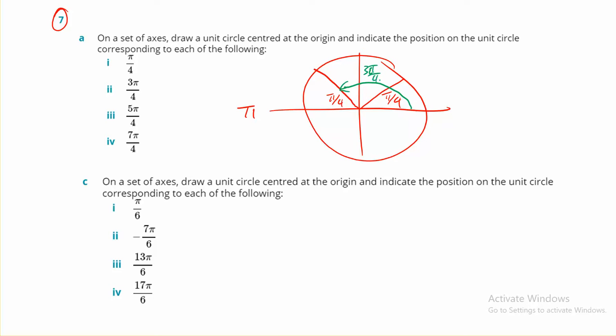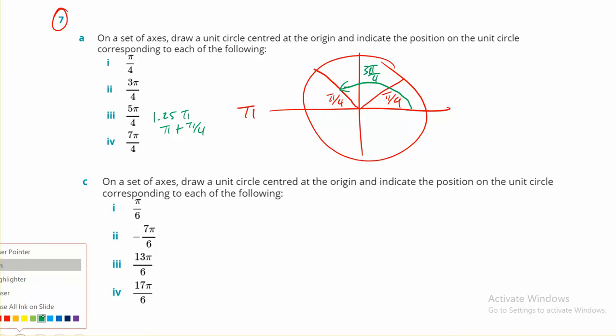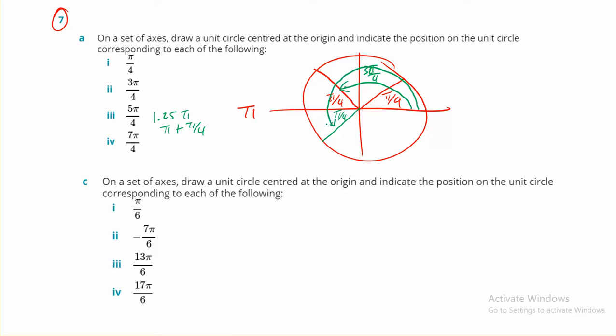So that's the position. Now 5 pi over 4 is like 1.25 pi, or pi plus pi over 4, which means that we're at the pi position, we're adding pi over 4. So it's over here. If I go all the way around this way, this will be 5 pi over 4.